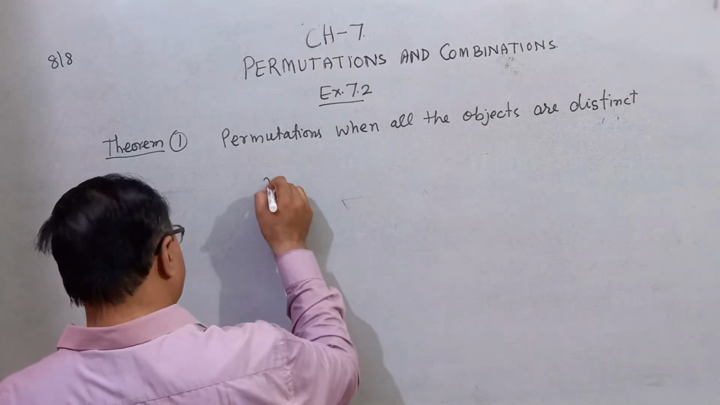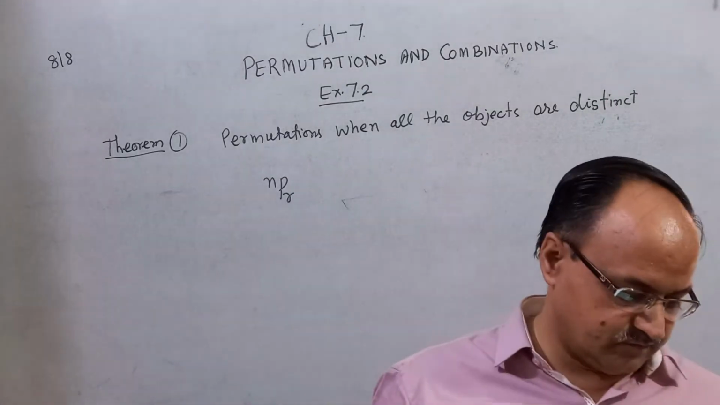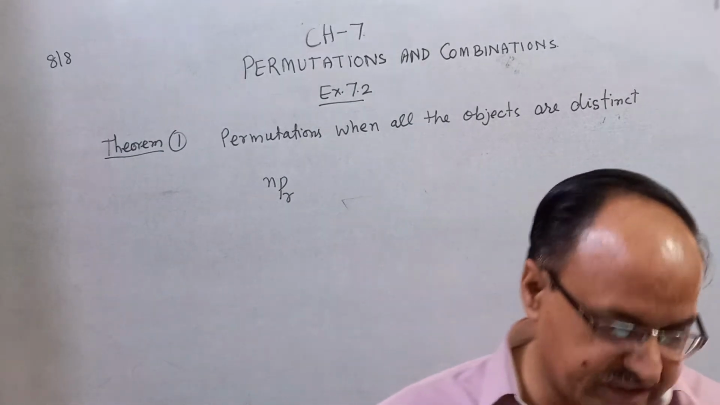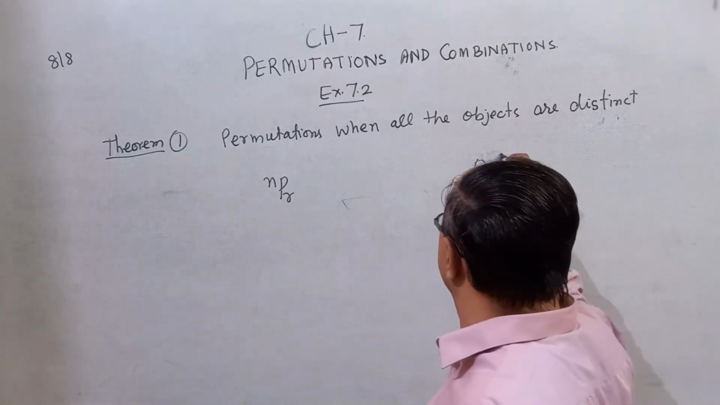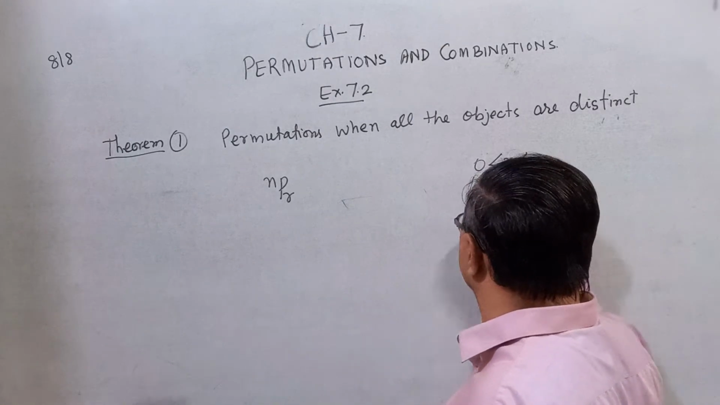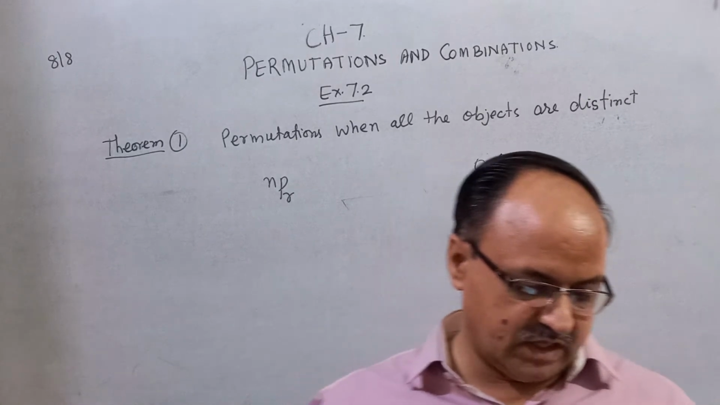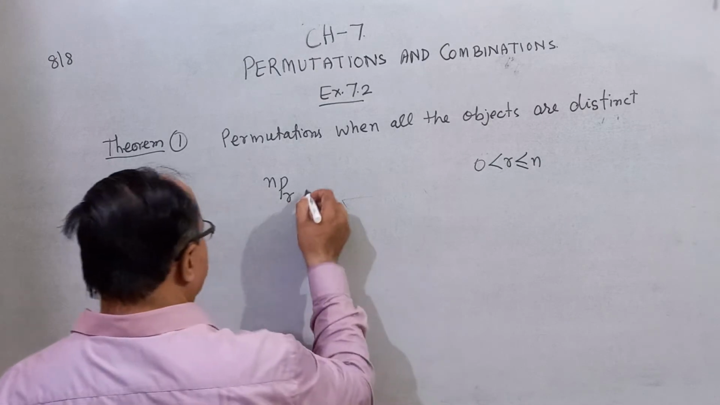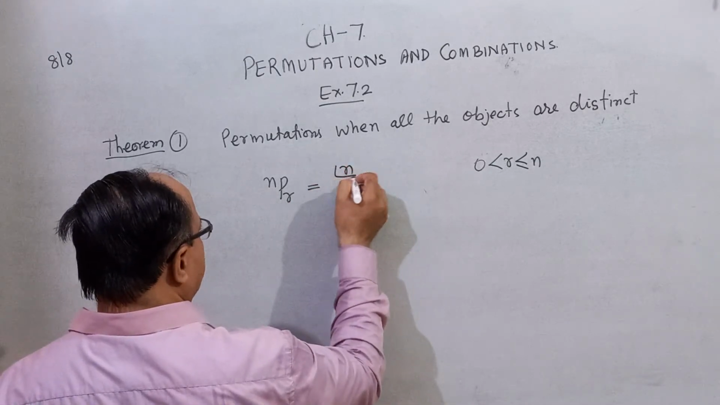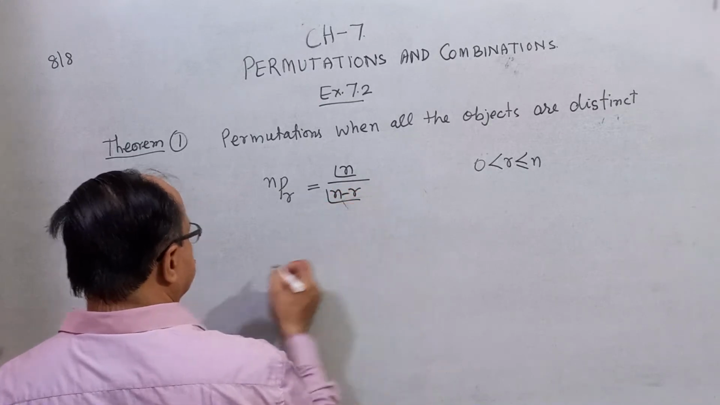The theorem you apply here, nPr. The number of permutations of n different objects taken r at a time, where 0 less than r less than or equal to n. So we use this theorem, that is nPr, P means permutation. The formula for this is n factorial by n minus r factorial.